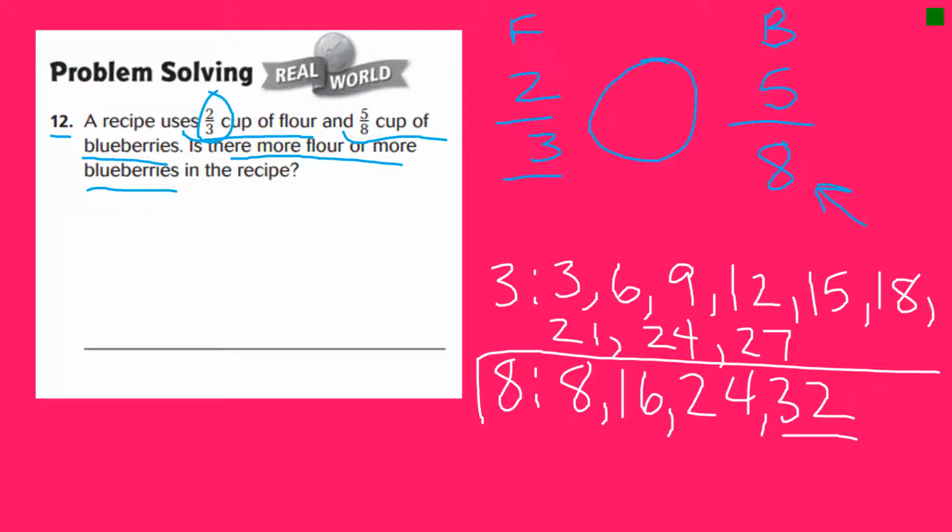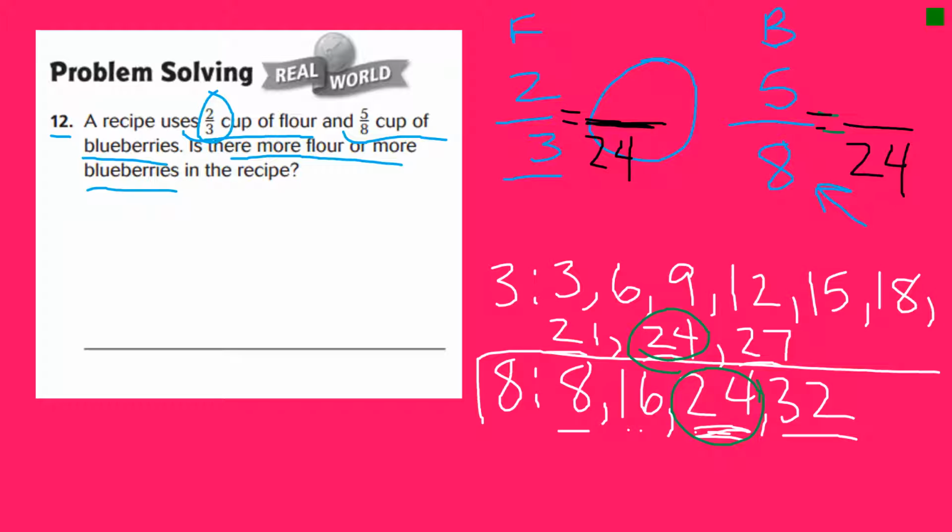Okay, let's look again. Did any of these go with it? Oh, look. Do you see a common denominator? I mean a common multiple, which will be our denominator. Yeah, it's 24. Okay, so 2/3 and 5/8 can both be made into fractions that have the denominator 24. And I'll just squeeze this one in here. 24. Okay, we are going to make equivalent fractions here.